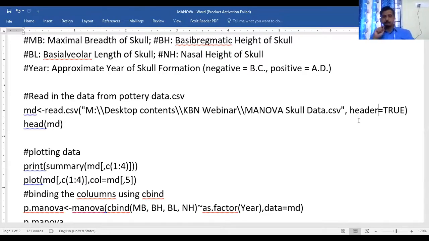Now I am using one of those importing methods. I have stored this MANOVA skull data with the file name Manova skull data.csv, and it is stored in the working directory you are viewing on the screen now. So read.csv is that. Fine.